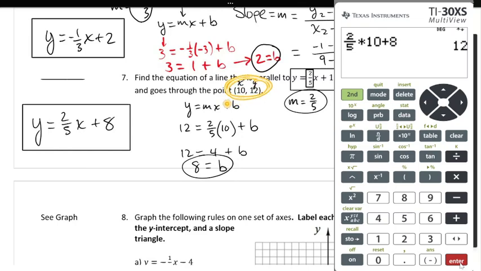So this line has both properties it needed. It's parallel to this line, and it will definitely go through that point. So that is our solution.